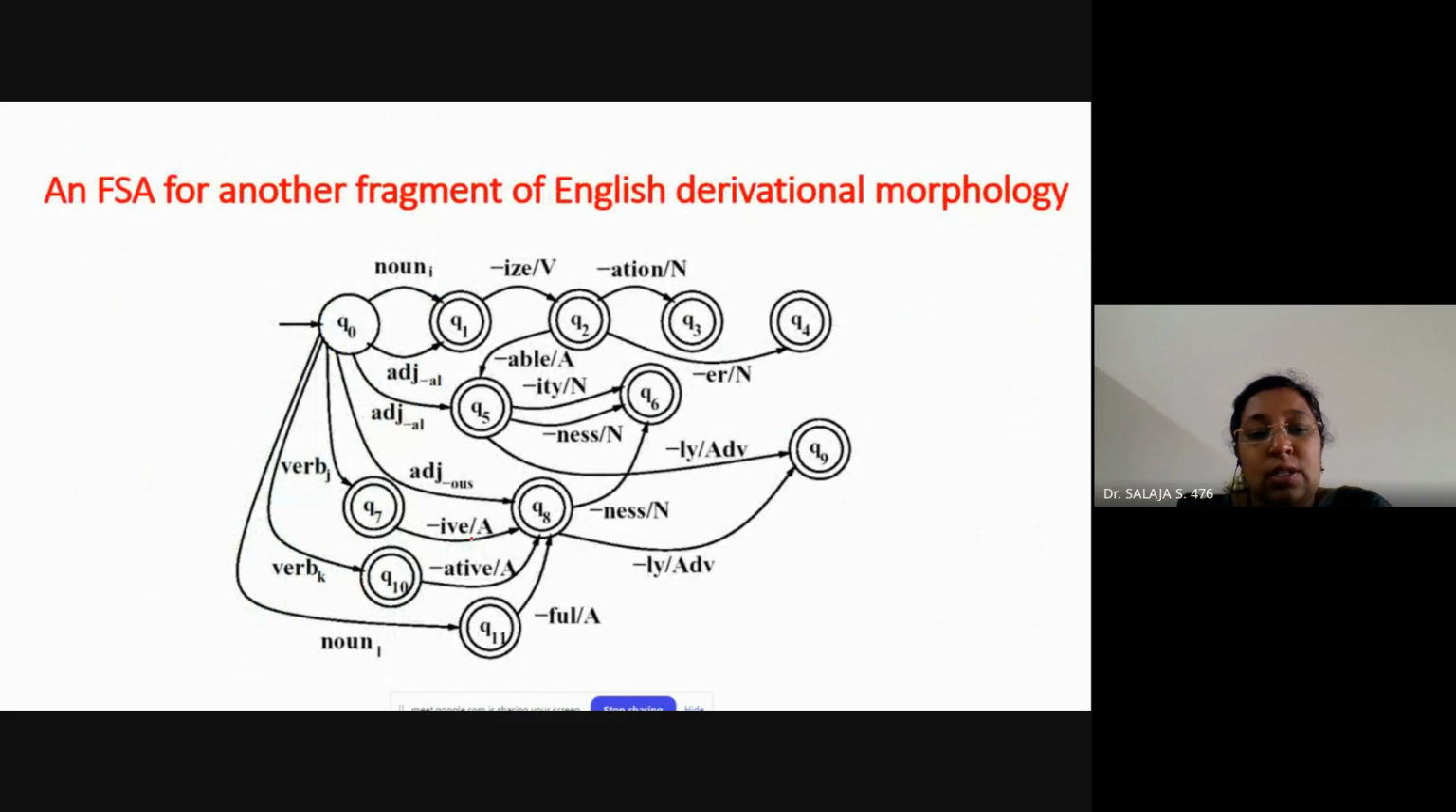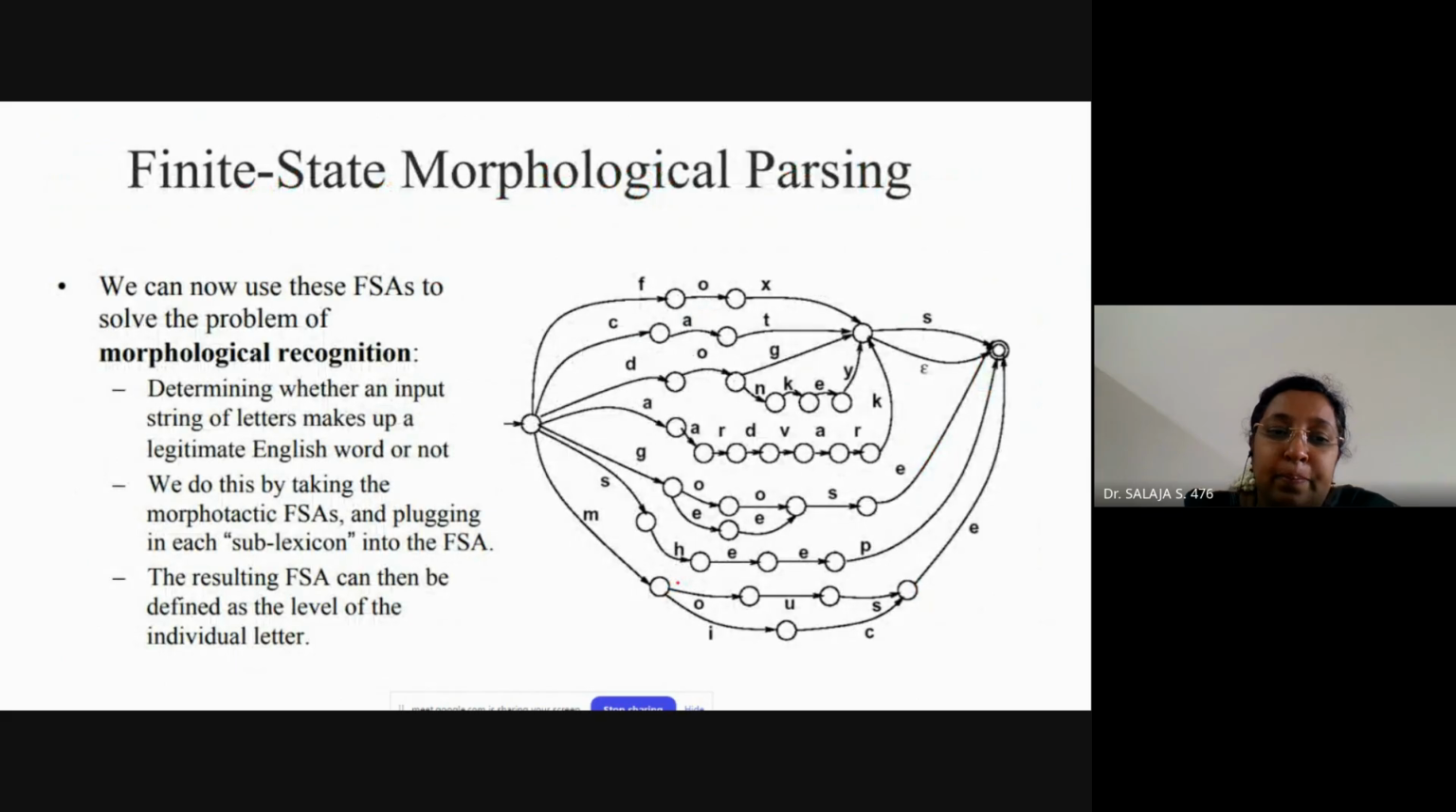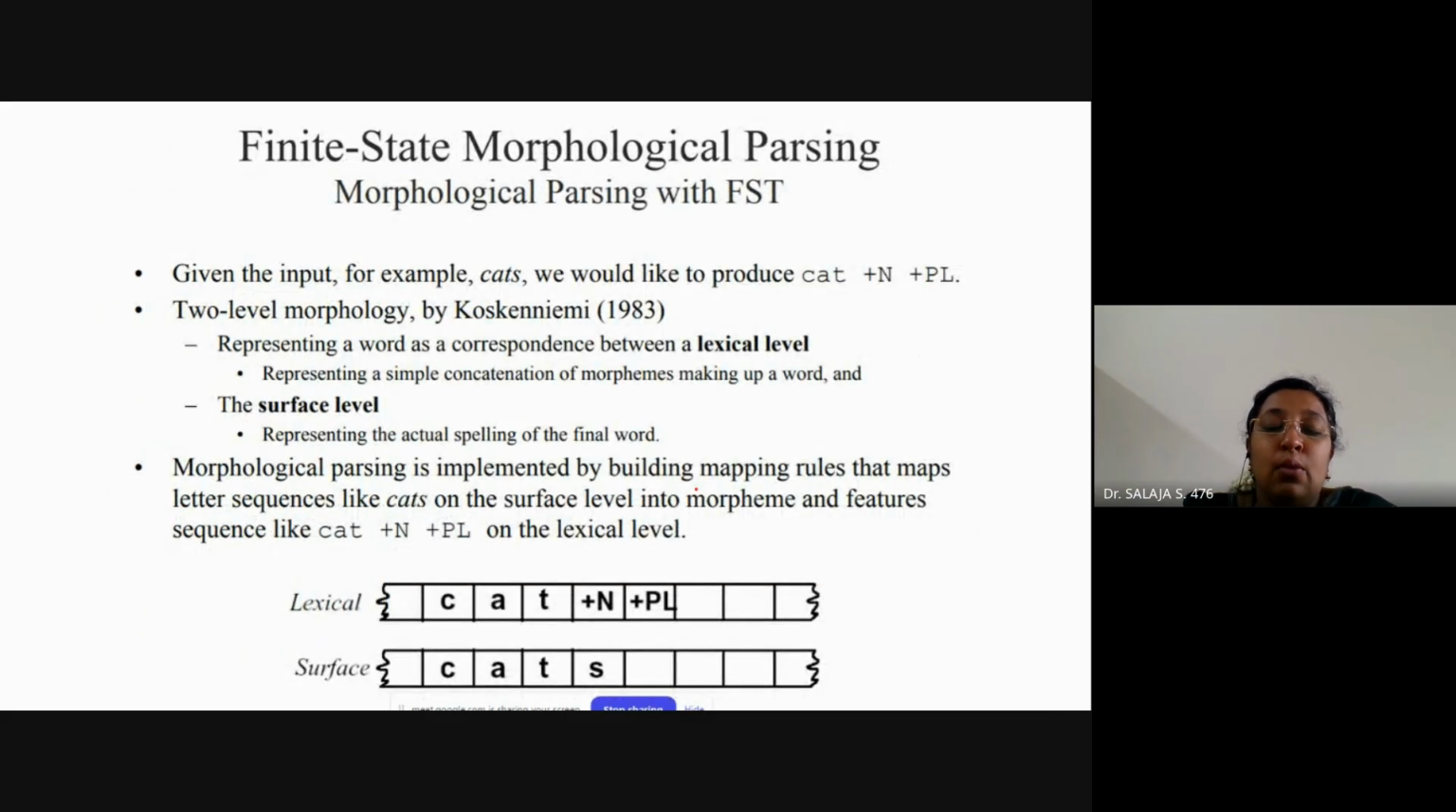Fine. So this is again for derivational morphology, where you have a noun. When I add IZE, it becomes a verb. When I convert it to ATION, it becomes a noun. So a noun gets converted to a verb. On adding able, it becomes an adjective, so on and so forth. So this represents a derivational morphology. Fine. So this morphology helps us to identify the subparts of your word and find how does it work.